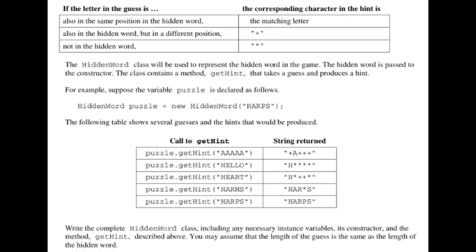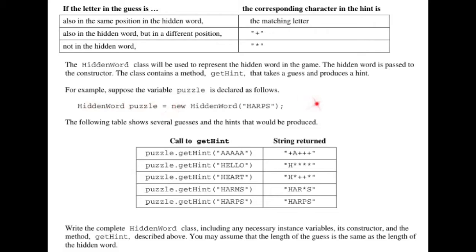So let's see. The HiddenWord class will be used to represent the hidden word in the game. The hidden word is passed to the constructor. The class contains a method, getHint, that takes a guess and produces a hint. And this is the important part.